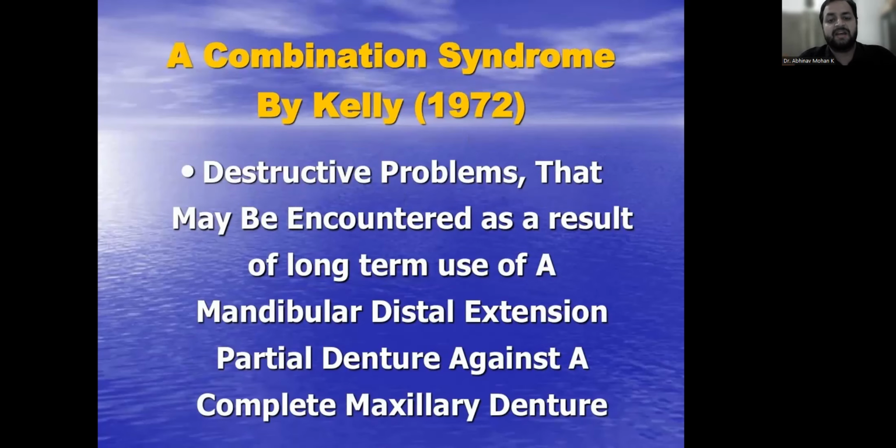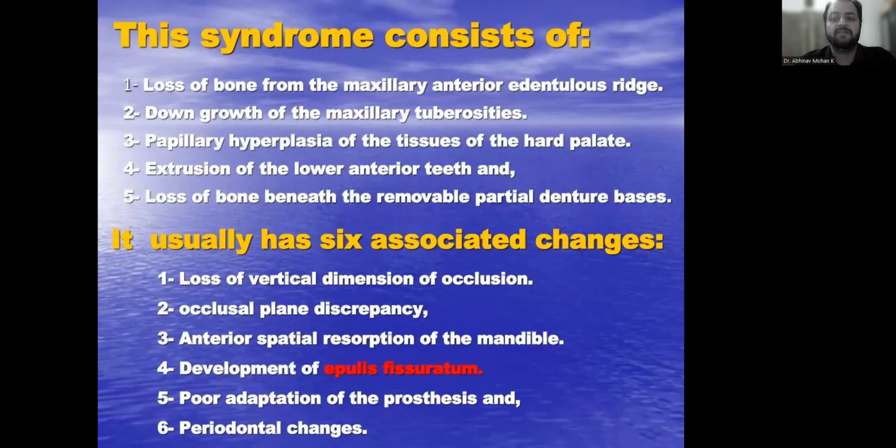In such a situation, a lot of destructive problems may be encountered as a result of long-term use of a mandibular distal extension partial denture against a maxillary complete denture. That's what is described by Kelly in combination syndrome. The syndrome consists of loss of bone from the maxillary anterior edentulous ridge, downgrowth of maxillary tuberosities, papillary hyperplasia of the tissues of the hard palate, extrusion of lower anterior teeth, and loss of bone beneath the RPD bases.